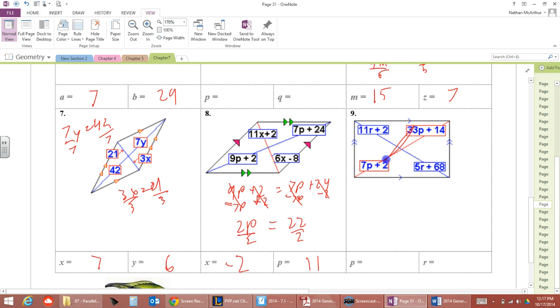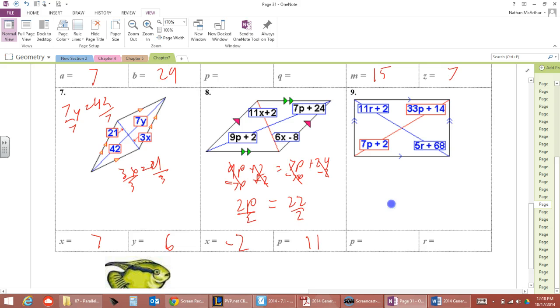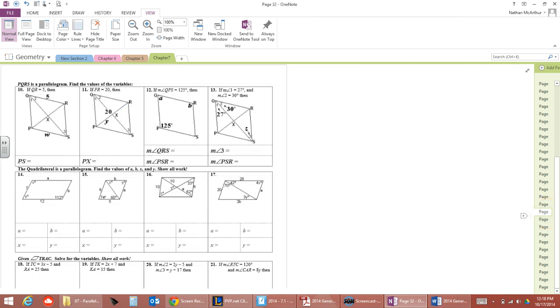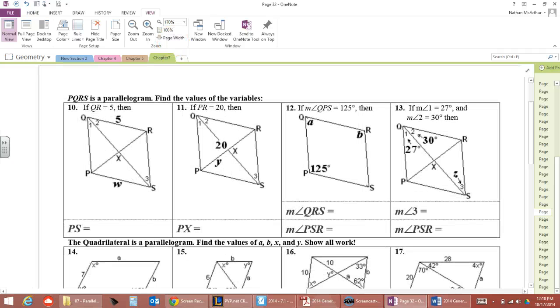Same idea here. We just set up your diagonals to be equal to each other. And then solve. So it should be just like number 8. So now I go on to my next page. Go to page width. There we go.